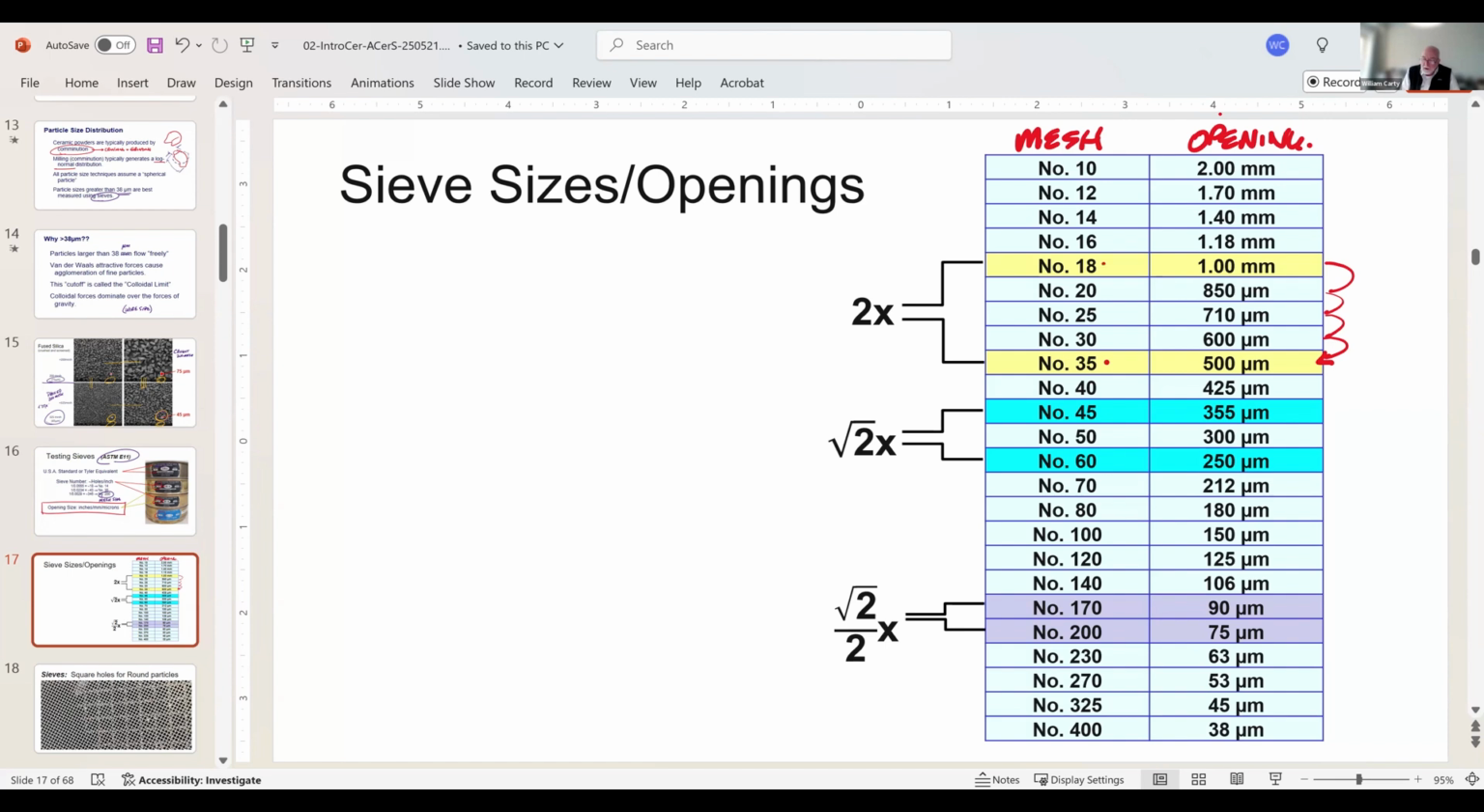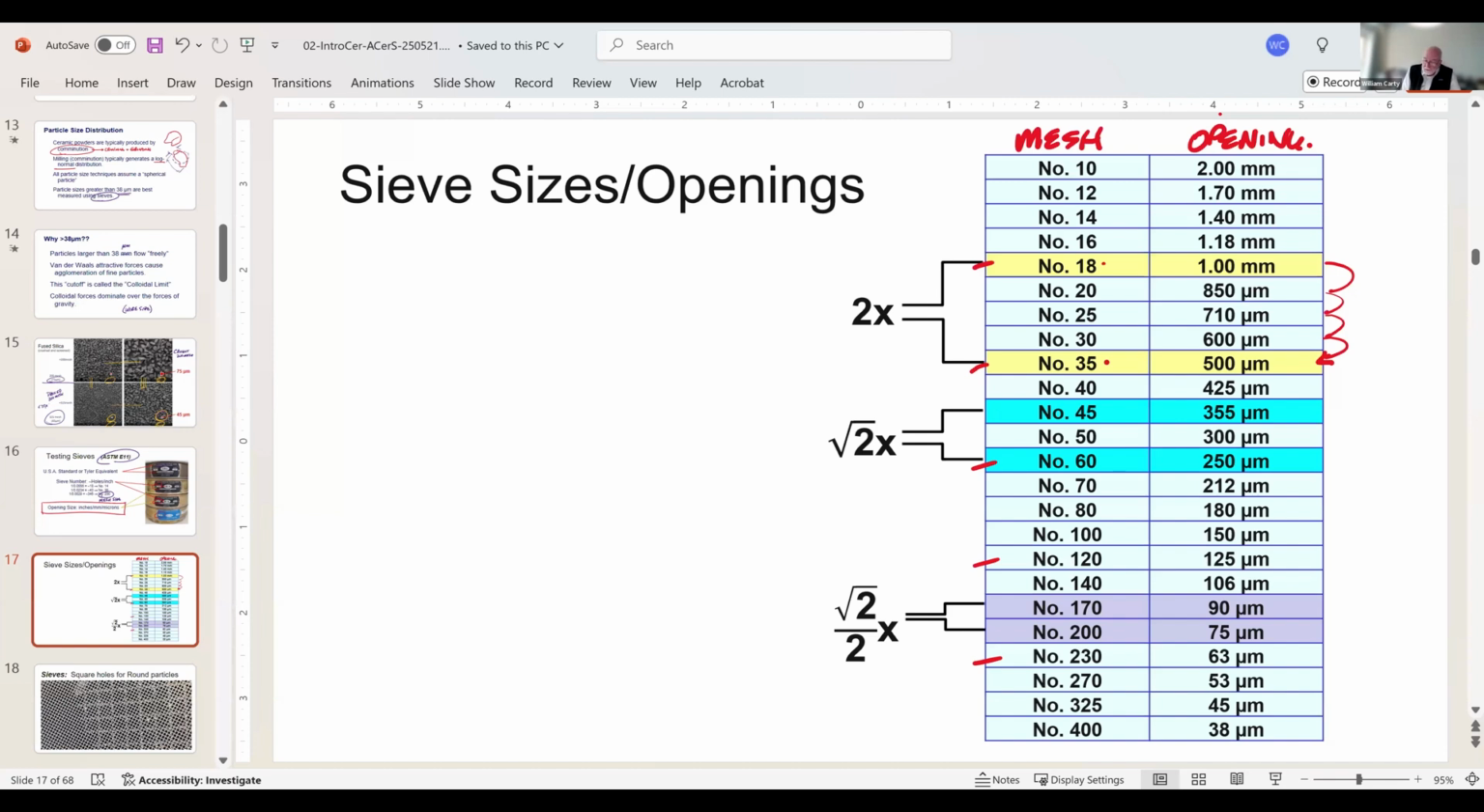So what I've done is if I kept going, I could come down here and say, here is 18, 35, and then I go down 4, 1, 2, 3, 4. Number 60, 1, 2, 3, 4. Number 120, 1, 2, 3, 4. Number 230. I could stack these sieves up and measure powders that range from 1 millimeter or larger, because they'd be captured on an 18 mesh, down to 63 microns in a single sieve stack that only has 5 sieves in it.